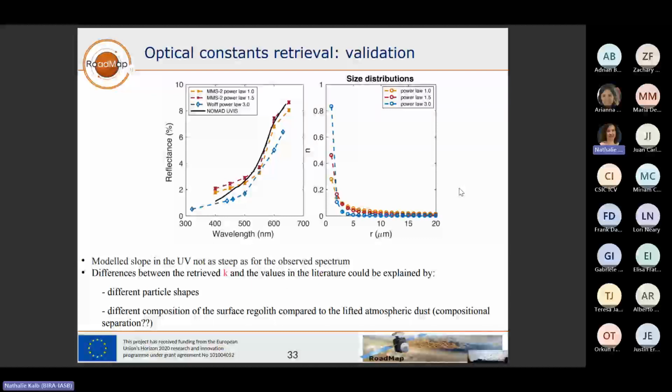Now, an important question is why the retrieved imaginary part of the refractive index is so different from the values in the literature. Now, there can be several explanations, like different particle types, for example, but the effect shouldn't be this large. The problem with observations is you don't really know the particle size distribution either, so you may be using wrong size distributions. Then there is another explanation as well. Maybe the composition of the regolith is different from the lifted dust since we are looking at different size distributions. So could there be some compositional separation?